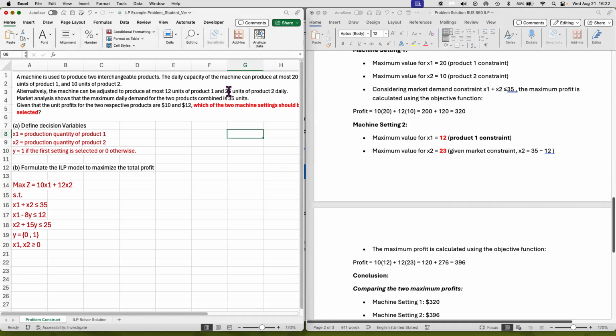Sam, you're right. Because the maximum demand is 35. So Sam, you're right. And then the same for the constraints, because you have them in the constraints below. Yeah, it's going to be 25, 23, and 12. Correct.